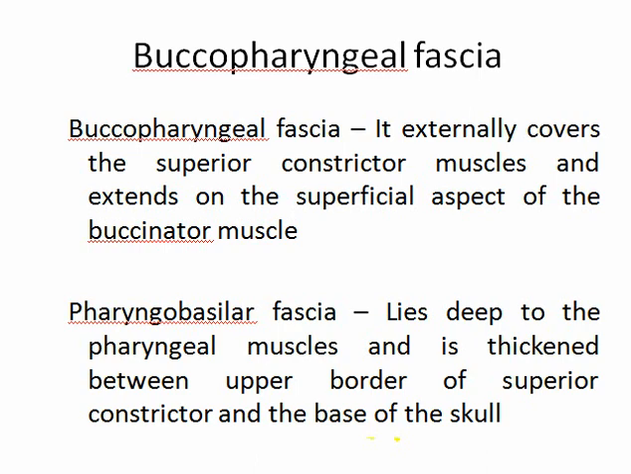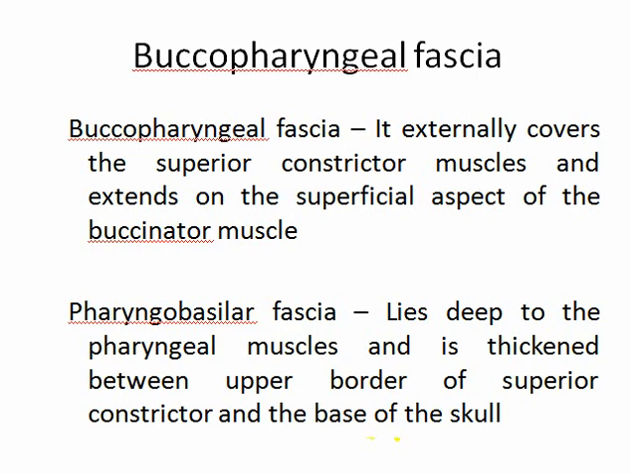The superior constrictor is the uppermost muscle of the pharynx, and the buccopharyngeal fascia externally covers the superior constrictor muscle and then extends on the superficial aspect of the buccinator muscle. And the next is the pharyngobasilar fascia. In very simple words, pharyngobasilar: from the pharynx to the base of the skull. It extends from the pharynx, meaning superior constrictor, to the base of the skull. It lies deep to the pharyngeal muscles and it is thickened between the upper border of the superior constrictor and the base of the skull.